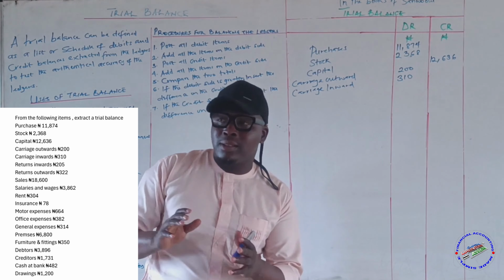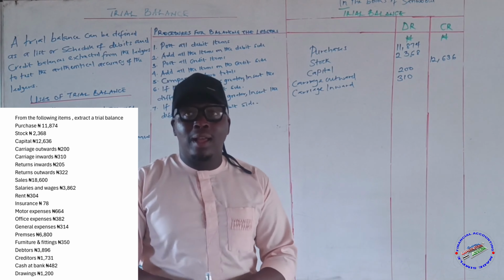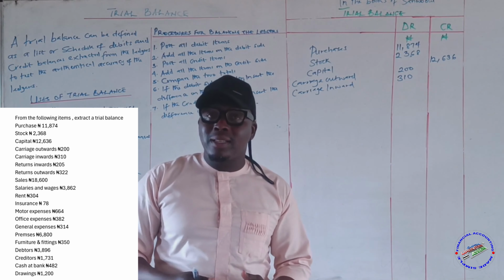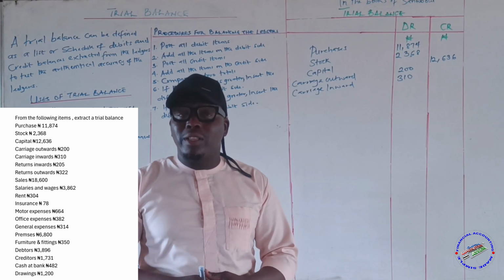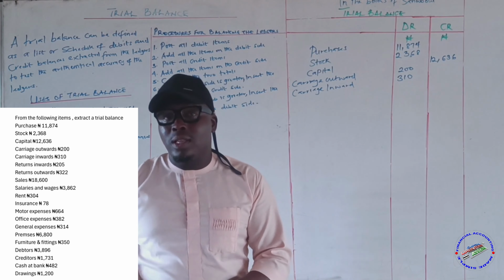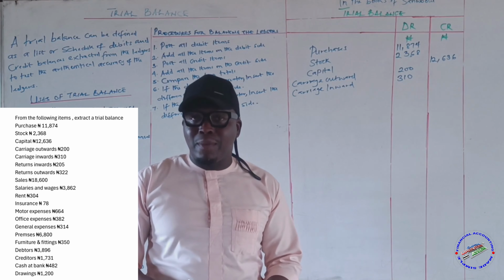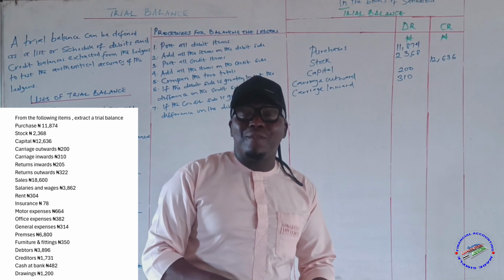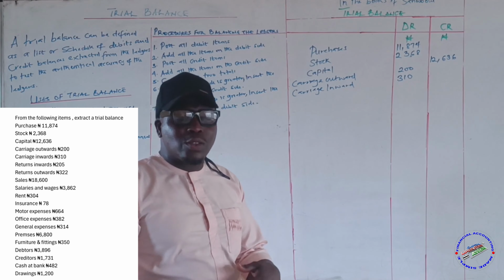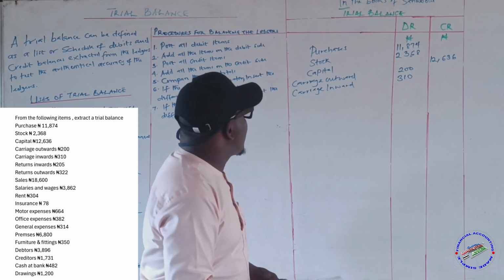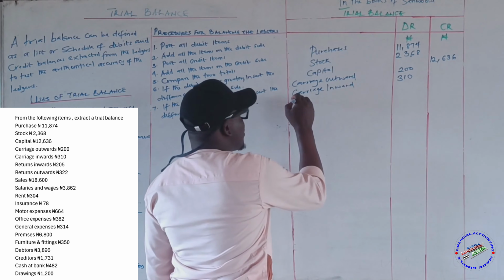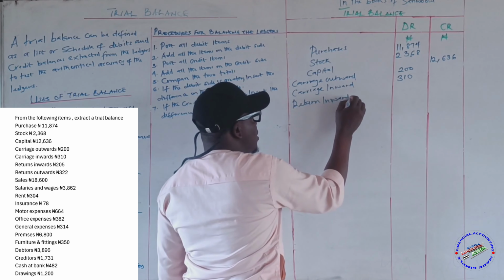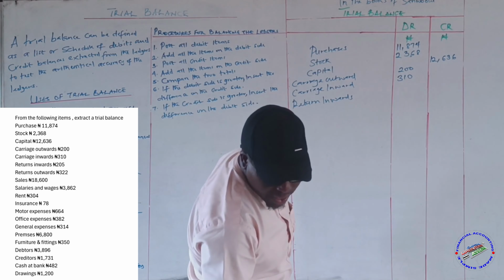The next one is return inward. After you have sold particular goods to a customer, and the customer finds that the goods don't meet the requirement, the quantity or the features are not what they wanted, the customer has the priority to return those goods to you. So having returned the goods back to you, you are to debit return inward. So return inwards is going to have a debit balance, 205 naira.